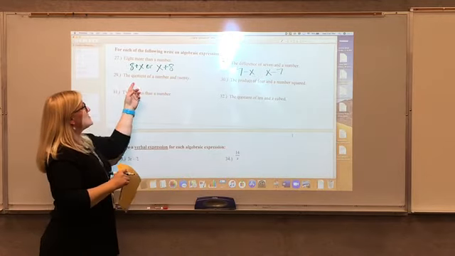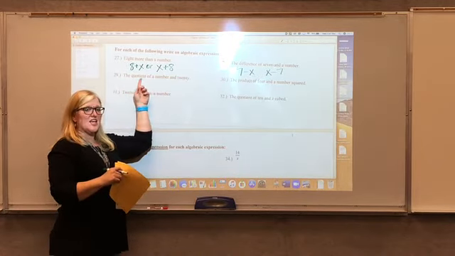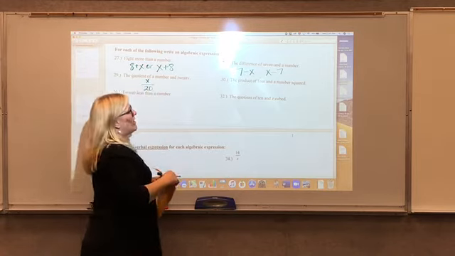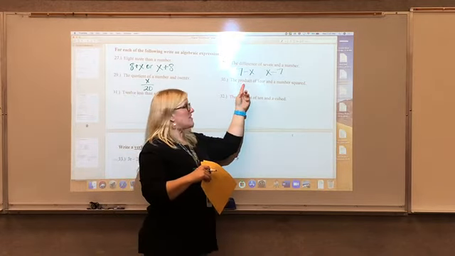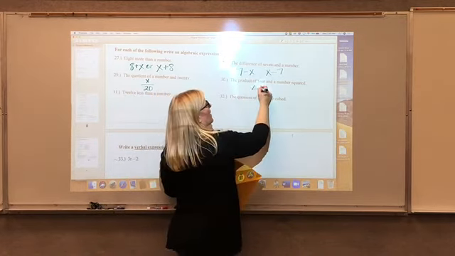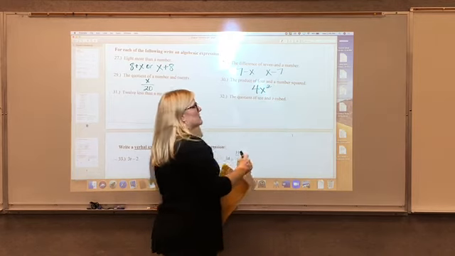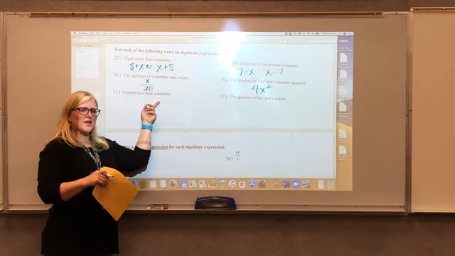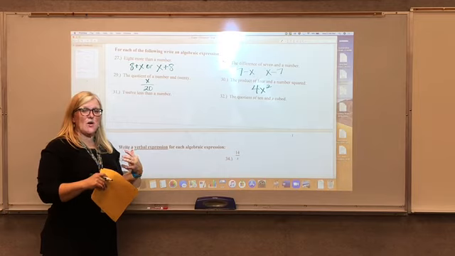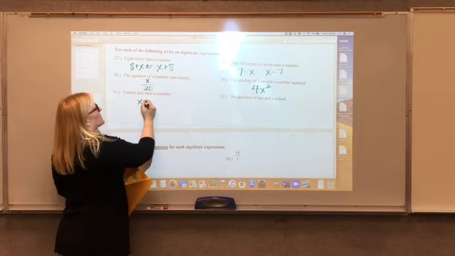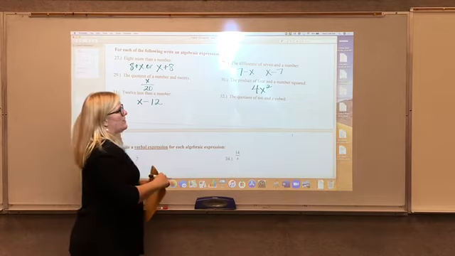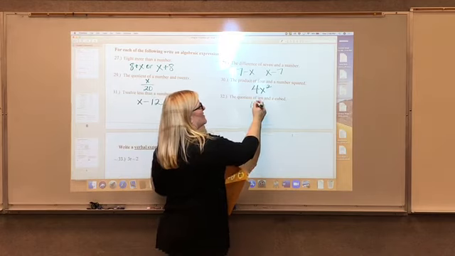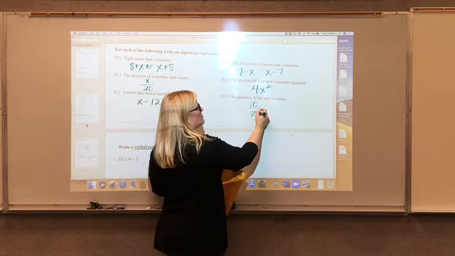Okay, the quotient, remember quotient means division. So the quotient of a number and 20, the product, that's multiplication, of 4 and a number squared, okay? 12 less than a number. Remember, these ones are tricky because I've got a number and I'm taking 12 away from it. So it's x minus 12. And then the quotient, again, that's division, of 10 and z cubed.